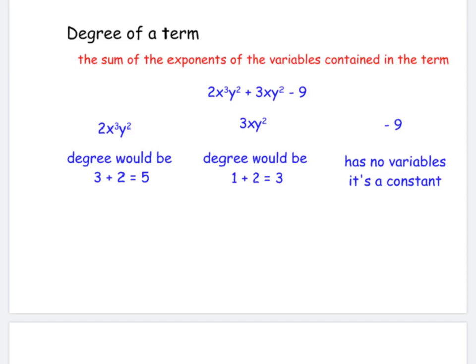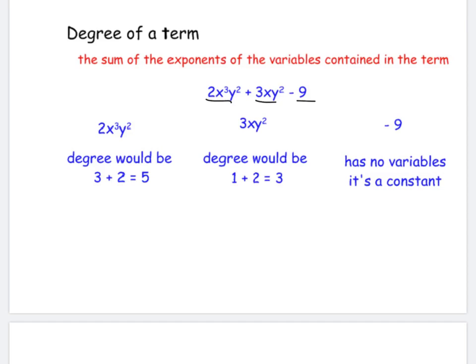So if we're looking at the polynomial 2x cubed y squared plus 3xy squared minus 9, there are 3 terms. So let's take a look at what each degree of the terms would be. So the first term is 2x cubed y squared. My exponents are 3 and 2, so if I add them together, the degree of that term would be 5.